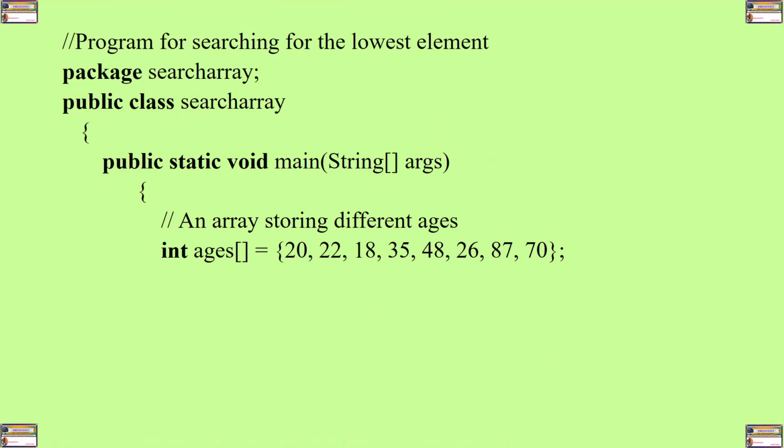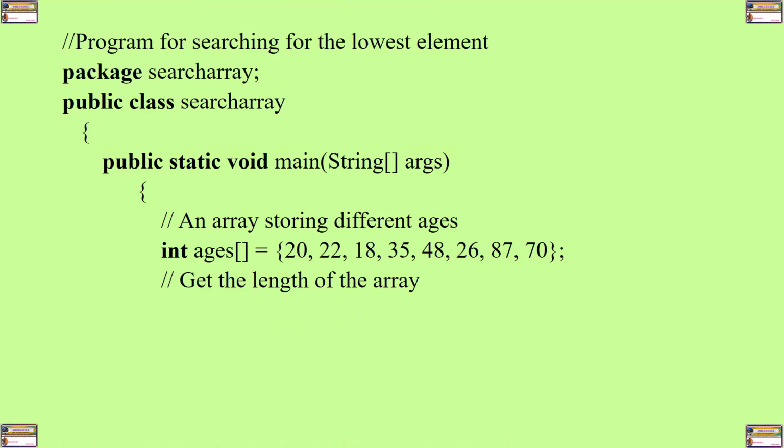One is declaring an array called ages, whose data is of type integer, and assigning the elements into it. The number of elements that we are assigning in this array called ages are 1, 2, 3, 4, 5, 6, 7, 8. That is 8 elements. So this array called ages is being initialized to 8 elements spanning from index number 0, which is 20, to index number 7, which is 70.